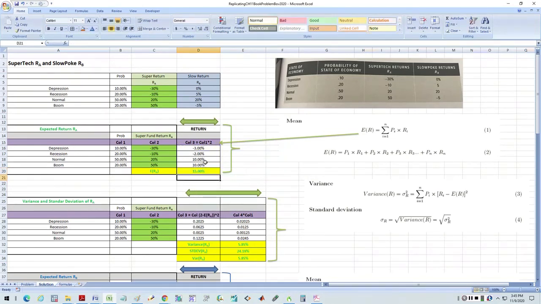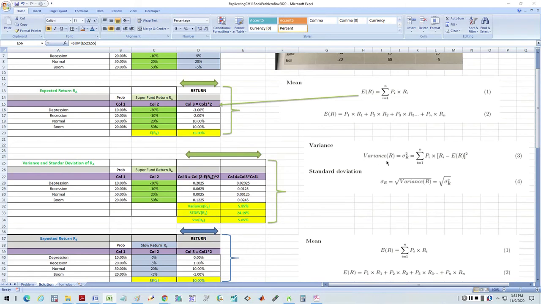There you go. So we have the expected rate of return for Superfund, or E of R of A, is 15%. That was easy. For the variance formula, we're going to do variance of R, sigma squared R, equals the summation of pi times (Ri minus E of R) whole squared. So we have column 1, which has the probabilities, column 2, which has the returns under each probability, and then column 3, where I'm trying to do Ri minus E of R whole squared, the return in each state minus the E of R, whole squared.